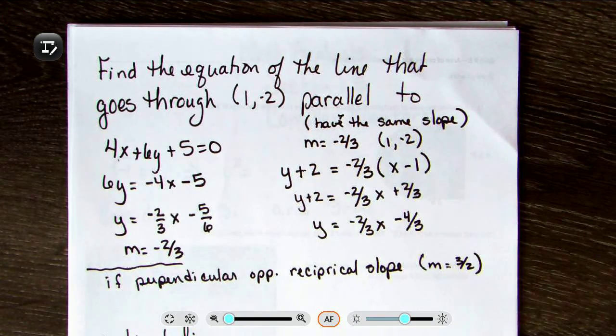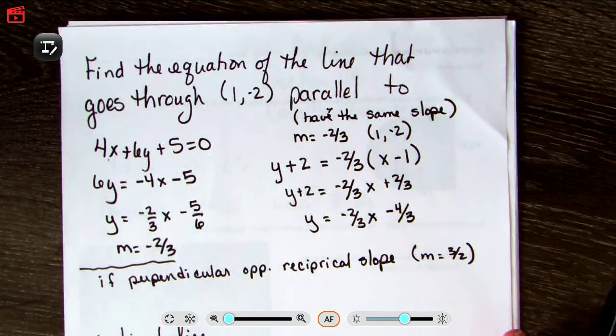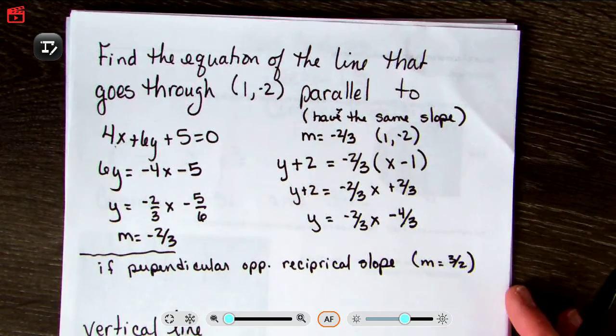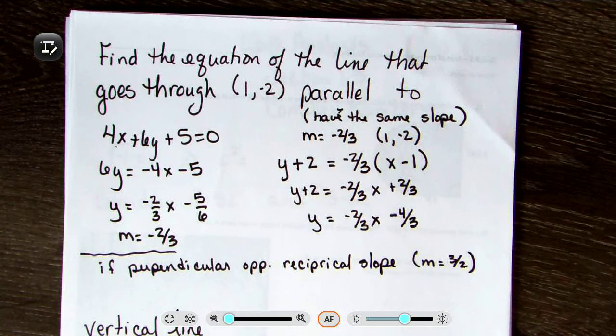If I wanted to put it in general form, first thing I would do is clear my fractions. So multiply everything by 3 and then move everything to one side to set it equal to 0. But clear the fractions and then go from there.